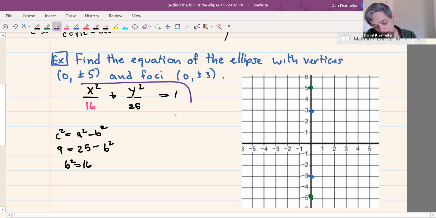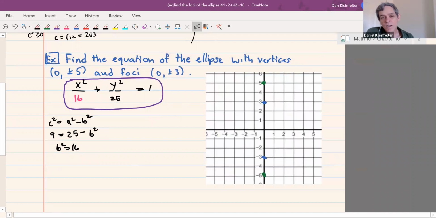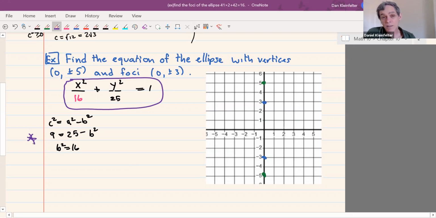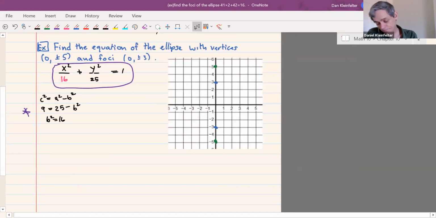So to kind of recap what it was that we did, which didn't take a lot of calculating, we knew where the vertices are. That told us that this thing is taller than it is wide. And so I know that the denominator for y has to be bigger than the denominator for x because it's bigger in the y direction. The distance from the center to a vertex was 5. So 5 squared, or 25, will go in the denominator. Then we use the equation that relates the foci and the a and the b to help us figure out what the b is. Okay, and that did it.